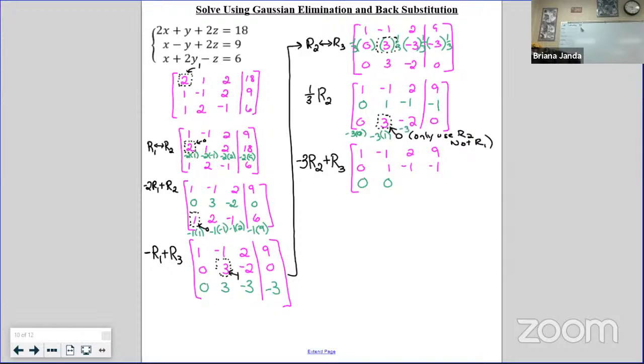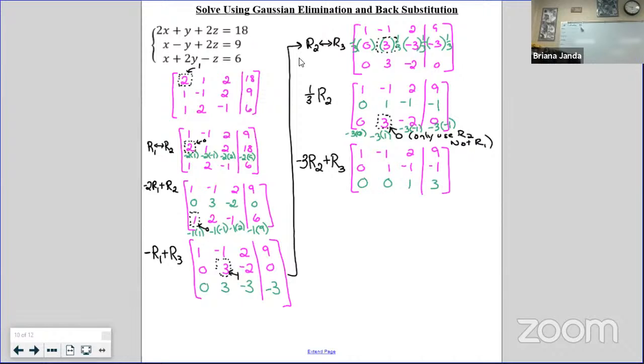Oops, I'm going to run out of room here. -3 times row 2. -3 times -1 is 3. Plus -2 is 1. Ooh, that kind of helps us out a lot, doesn't it? -3 times -1 is 3. Plus 0 is 3.